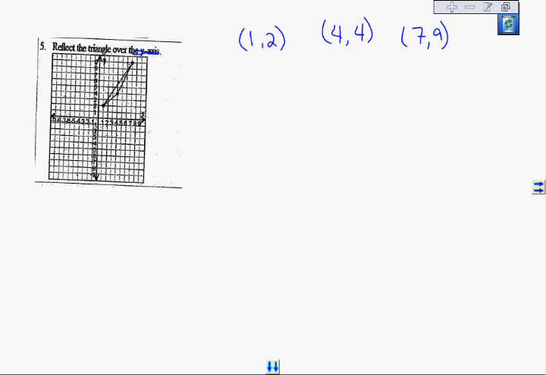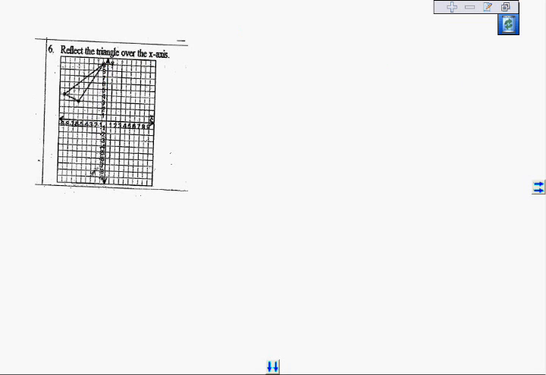We're going to be changing our x's since we're flipping over the y. -1, 2. -4, 4. Notice how my y's just stay the same. -7, 9. So I go left 1 up 2. I go left 4 up 4. And left 7 up 9. Now, if I were to fold this in half along the y-axis, would these overlap? Yes.